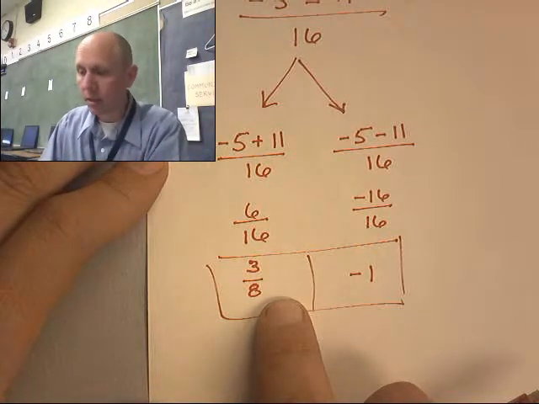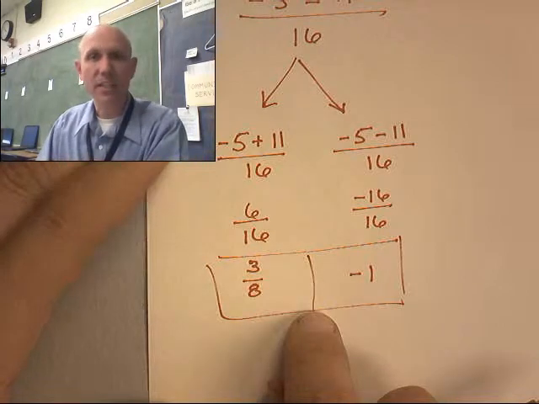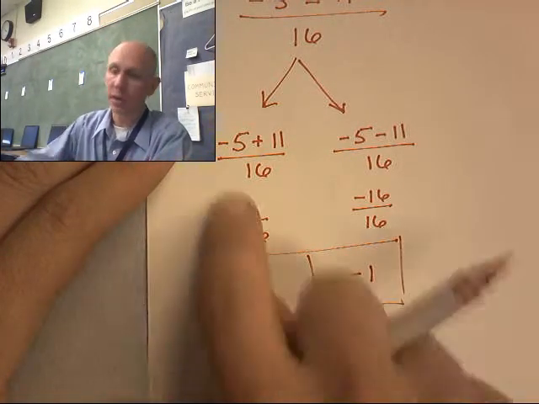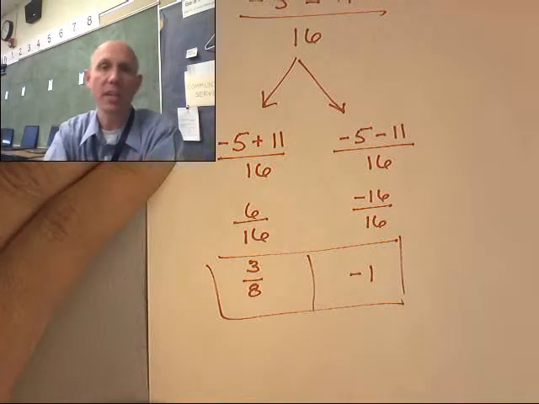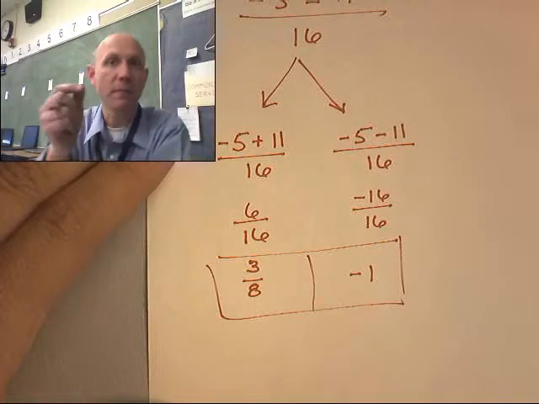These are physical points on a graph. These are the x-intercepts. This is where the parabola comes down. It goes through negative 1, starts coming back up, and goes through 3/8. These are the x-intercepts. You are finding physical points on a graph.